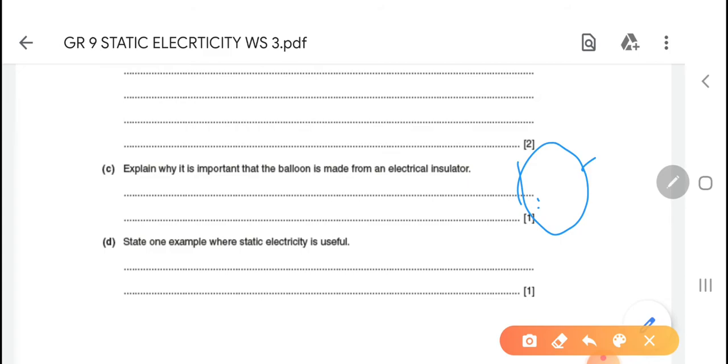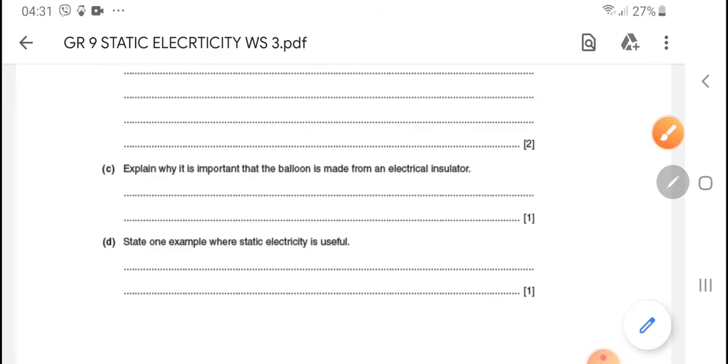So if it is an insulator, it can contain the charge for some time, so it can maintain the charge. It is important when we do static electricity experiments to charge insulators, because conductors can carry electrons easily and can lose electrons easily. But if it is an insulator, electrons will remain stuck there for some time. So that is the answer for part C.